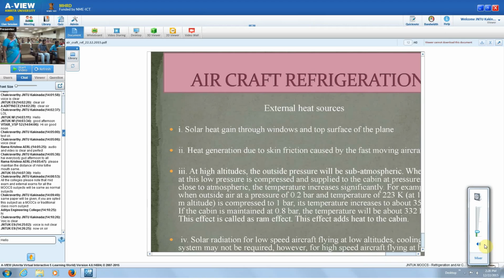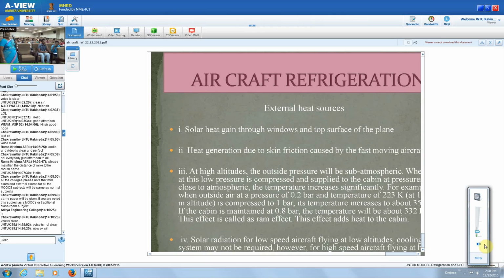These are the external heat sources, because here the surface of the aircraft is completely exposed to the sun's energy. So there is solar heat gain through windows and the top surface of the plane. That will add some heat to the aircraft. And also heat generation due to skin friction caused by the fast moving aircraft.